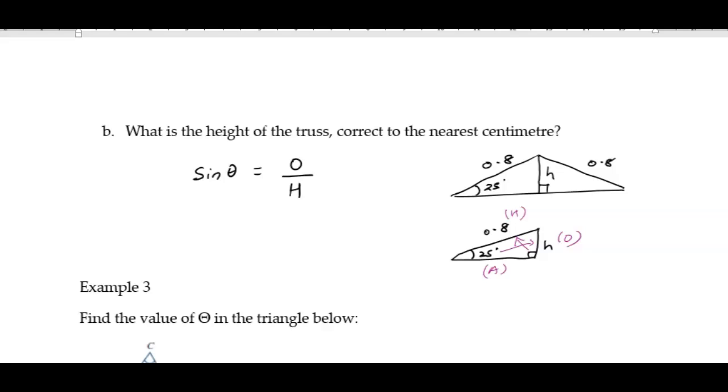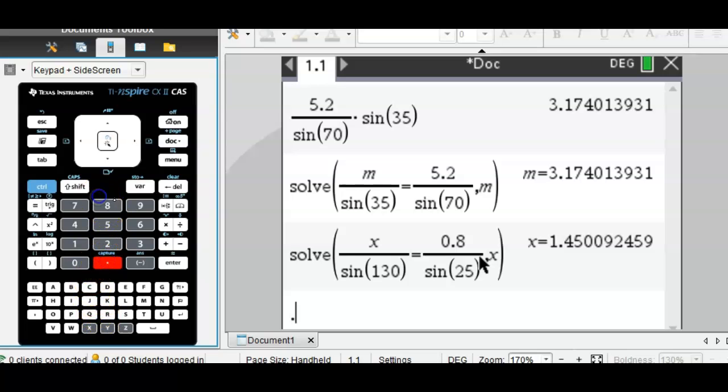So substituting values, sine 25 equals, the opposite side is h, over 0.8. To solve for h, we can multiply both sides by 0.8. 0.8 goes into itself once, leaving us with h equals 0.8 times sine 25. So that is going to be 0.8 times sine 25.